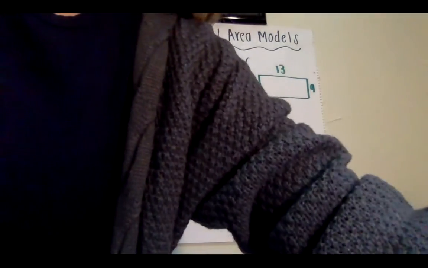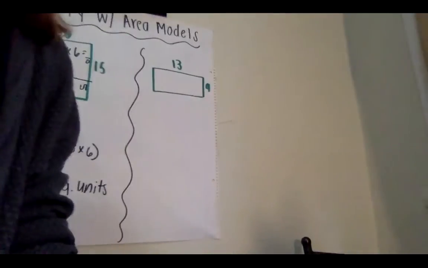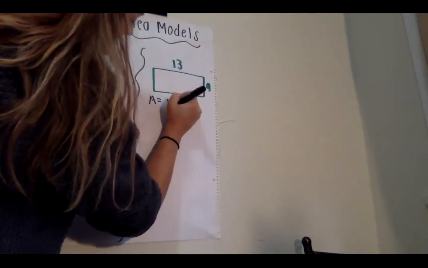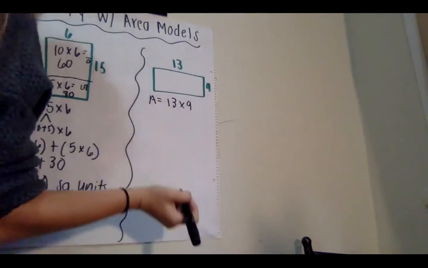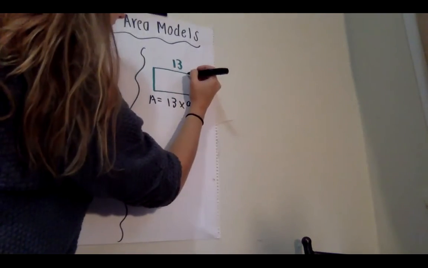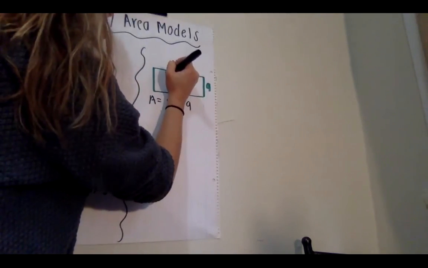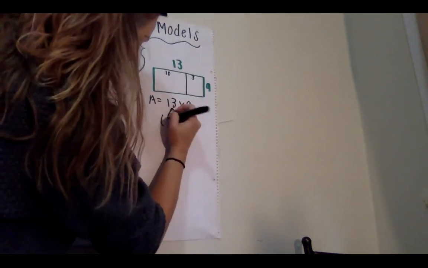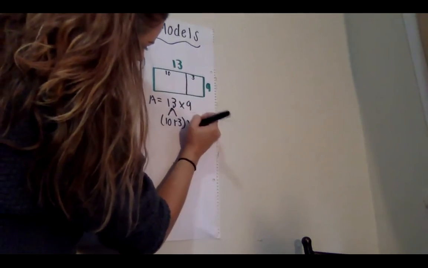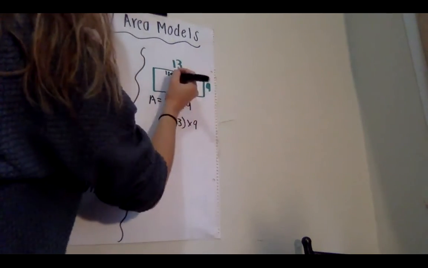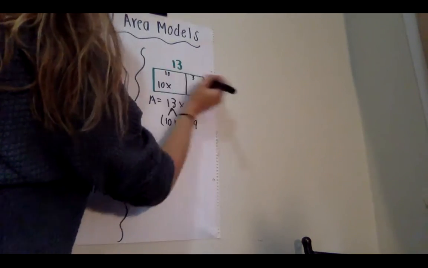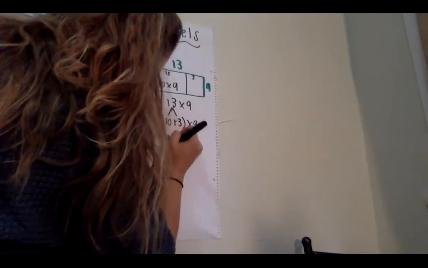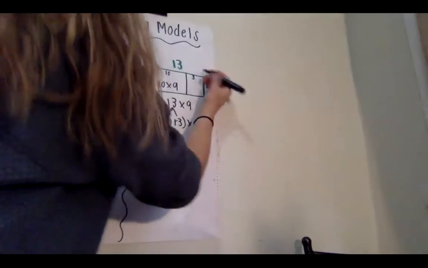Now let's look at our third one. I'm going to try and move a little bit closer. Here we go. Area equals 13 times 9. I don't know 13 times 9, so I'm going to cut it and make 10 and 3. So that will become 10 plus 3 times 9. So this becomes 10 times 9 plus 3 times 9.